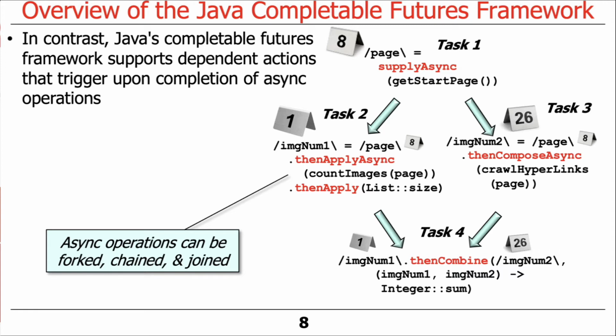But basically what we're doing here is task 1 is going to make a call to a completable future method called supplyAsync, giving it essentially a computation to run. So it's going to go ahead and run that computation, and it's going to get back this thing called a completable future, which we're going to call page. And you should think of this as like a table tent number.